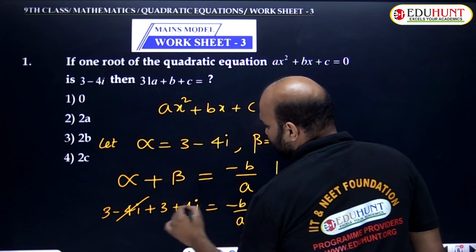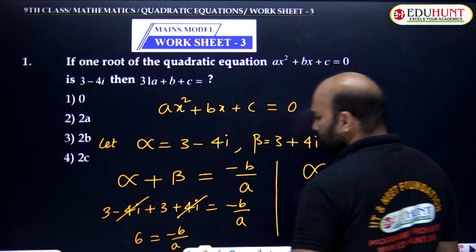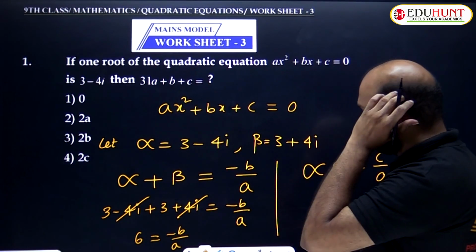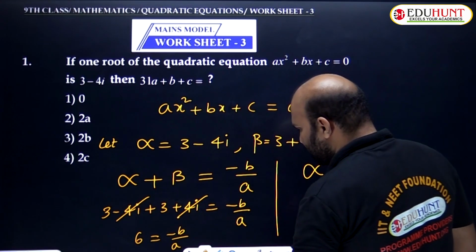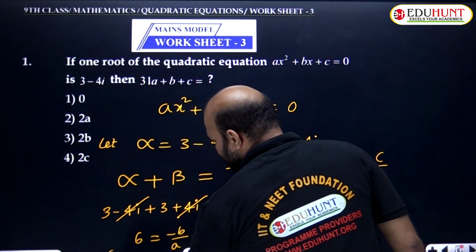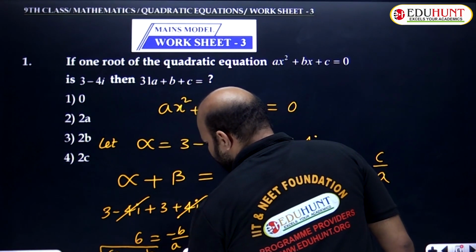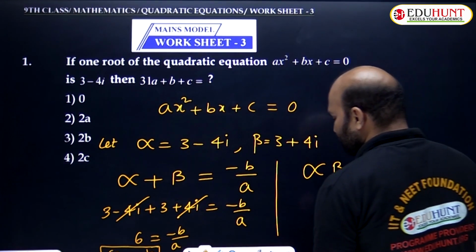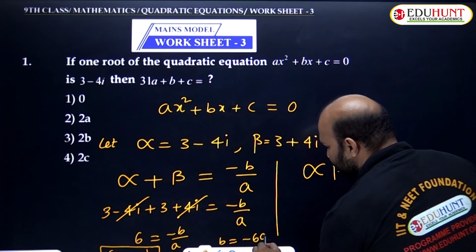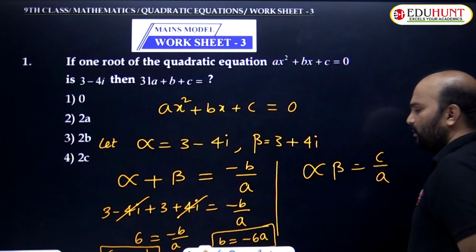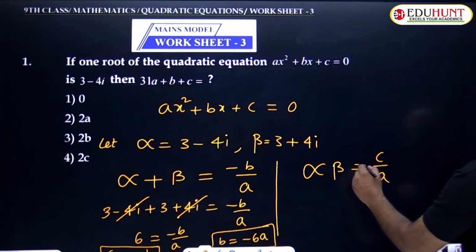Here minus 4i plus 4i cancel, and 3 plus 3 is 6, so 6 equals minus b by a. Therefore 6a equals minus b, or b equals minus 6a. That is the b value. Am I clear? 6a equals minus b, therefore b can be written as minus 6a. Both are the same.